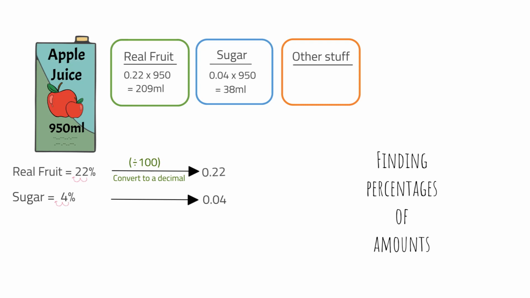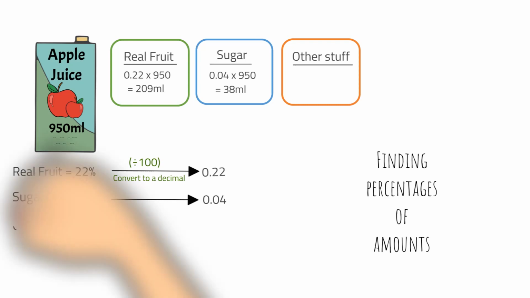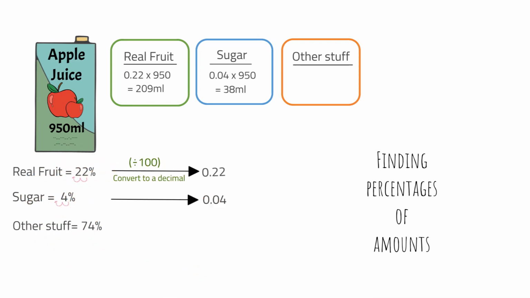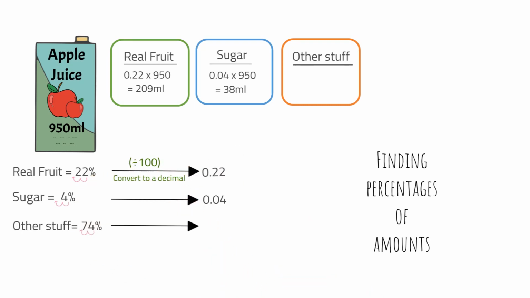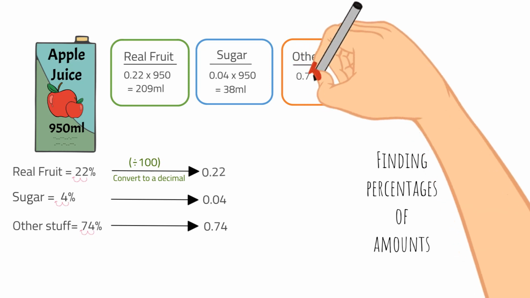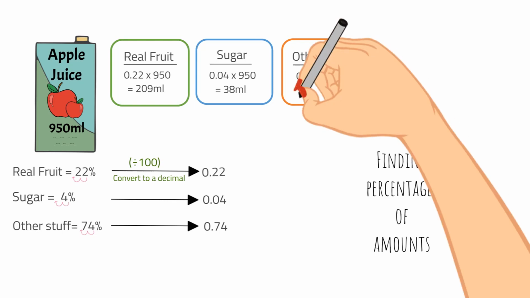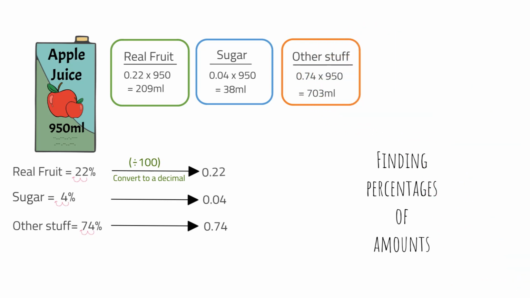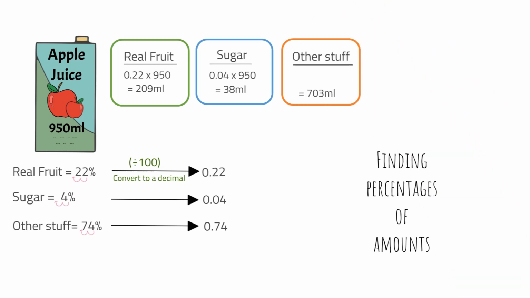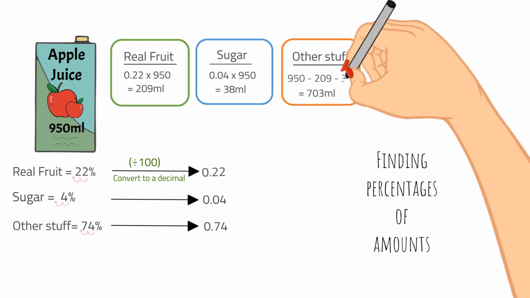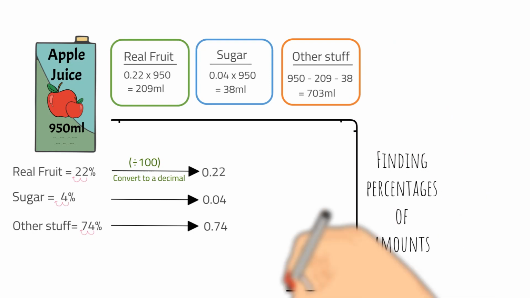So what percentage of my apple juice does other stuff account for? Well, I've got 100%, I minus 22%, and I minus 4%, and that gives me 74%. I convert that to a decimal and I get 0.74. Now I can just multiply my 0.74 by 950 and I find out that they are putting 703 millilitres of other stuff into my apple juice. That's a rather long-winded way to do it though. I might have been better off to just take my 950 millilitres minus the amount of real fruit and minus the amount of sugar, and I get the same answer a lot faster.